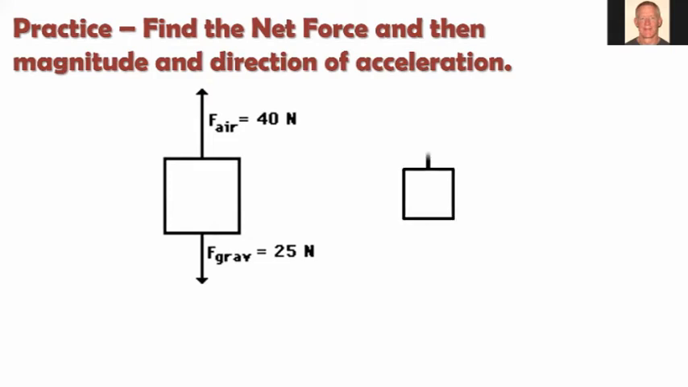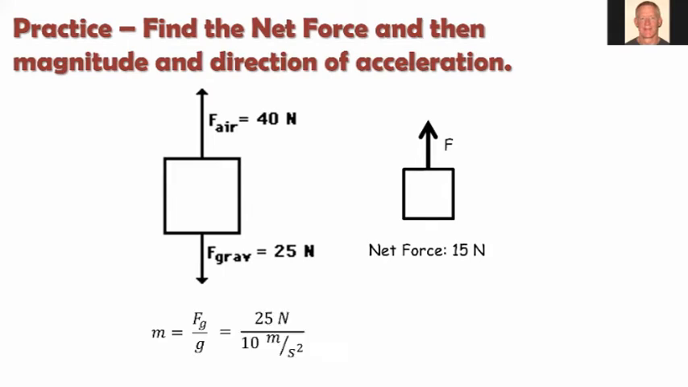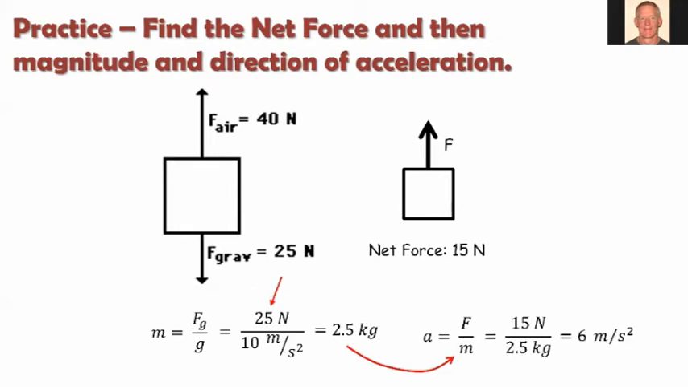Okay, so net force in this case is going to be upward, right? 15 newtons, because 40 minus 25 gives us 15. How about the acceleration? Well, let's find the mass first. Take the gravitational force divided by 10. We get 2.5 kilograms. So now we can put that into Newton's law and solve for the acceleration. So 15 divided by 2.5 gives us 6 meters per second squared. What direction would that be? Well, the net force is upward, so the acceleration will be upwards.